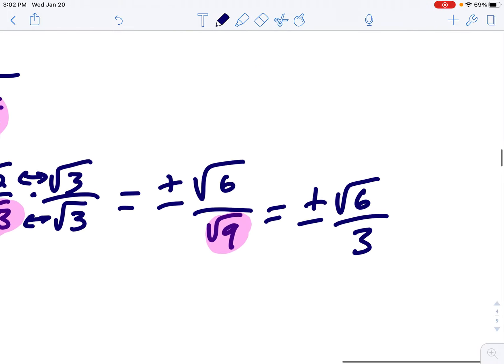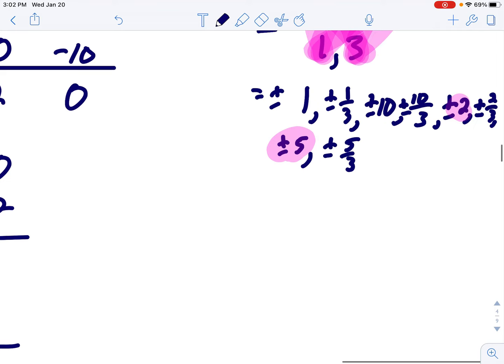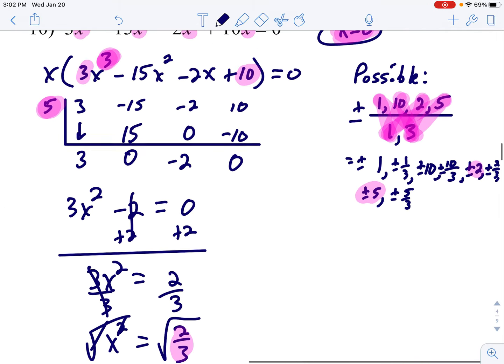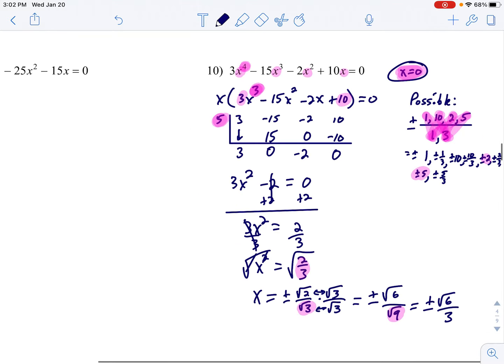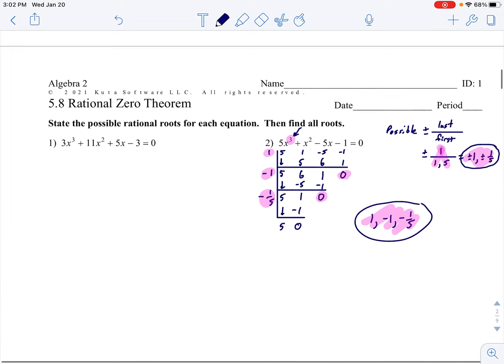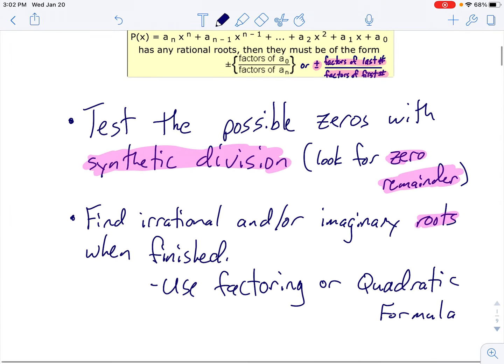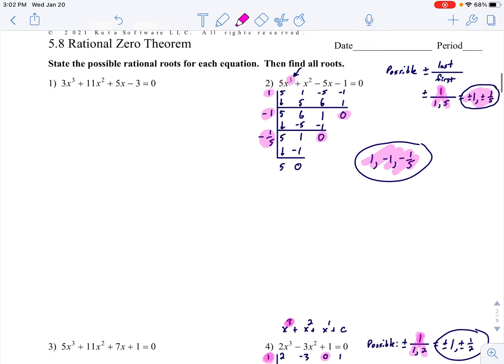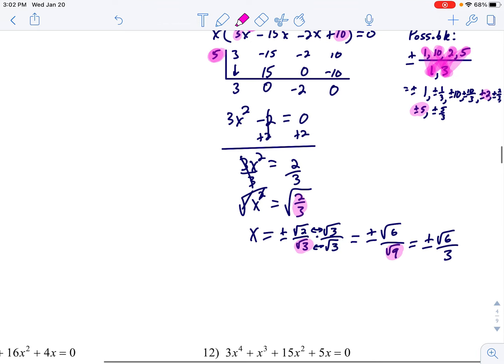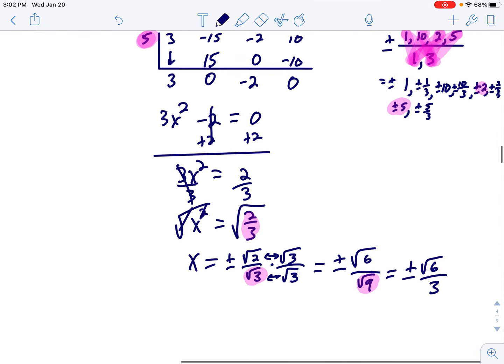Now, what the heck is that? That's not in the list. But that's okay. This list only gives us possible rational roots. Again, there's no guarantee that all the roots are going to be rational. Like I said at the very beginning, some roots can be complex, or I'm sorry, imaginary. Some roots can be irrational. A radical is an irrational number. So, what the heck does this mean?